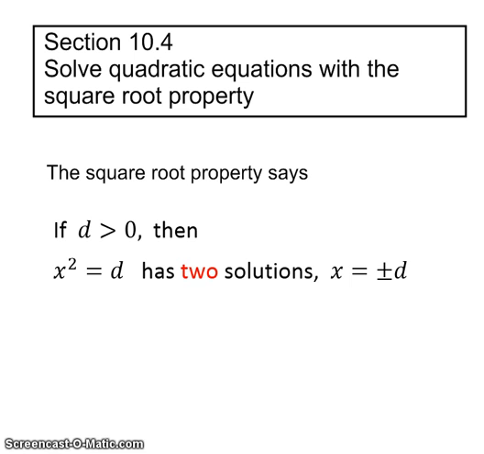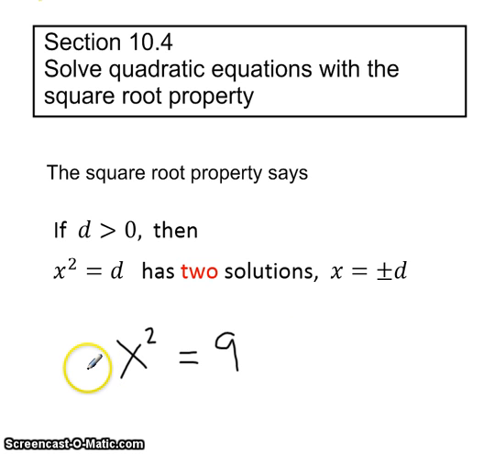If you have x squared equals a positive number d, it's going to have two solutions, x equals positive and negative square root of d. One way to think about this is, let's say we had x squared equals 9. There are two solutions to this equation. One being x equals 3, because 3 squared is 9. The other being negative 3, because negative 3 squared is 9.